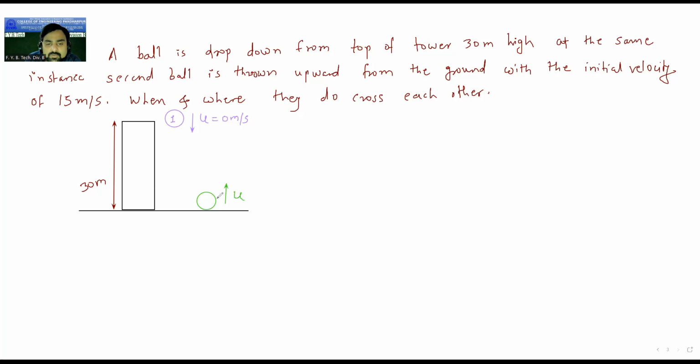So what is the initial velocity of this ball? Suppose this is second ball. So I will call this as U2, 15 meter per second. And I will call this as U1 for ball 1. Okay. So the question is when and where they do cross each other. See, whenever this type of question is there, when and where. So you need to calculate two things. When means time. When means time. And where means distance. बरोबर ना?